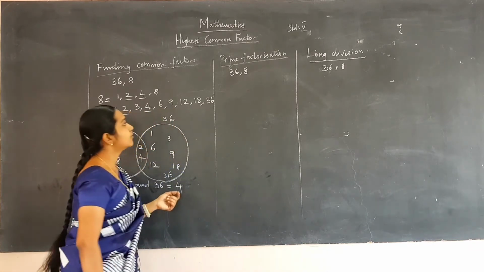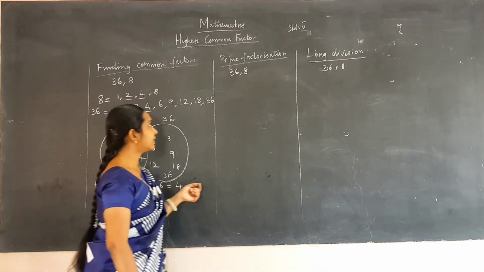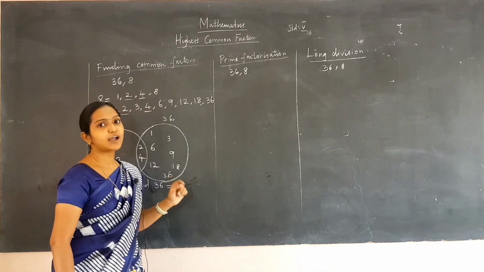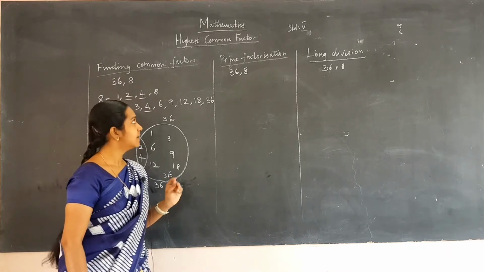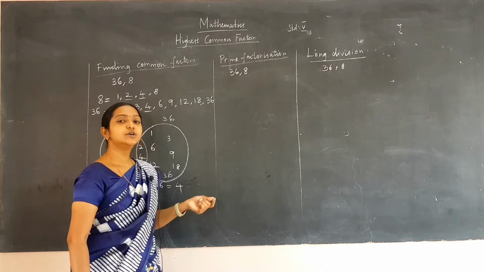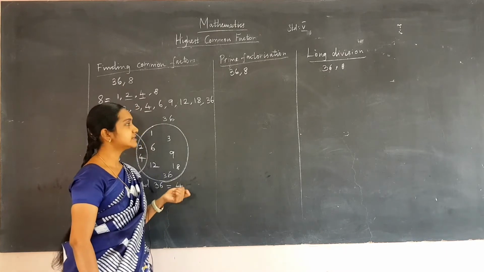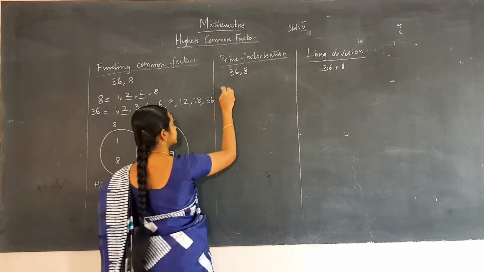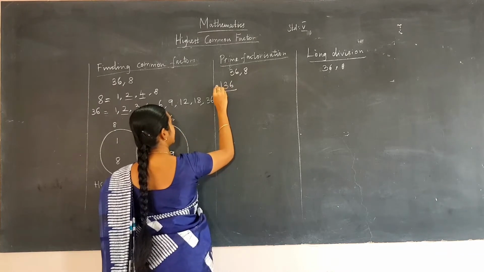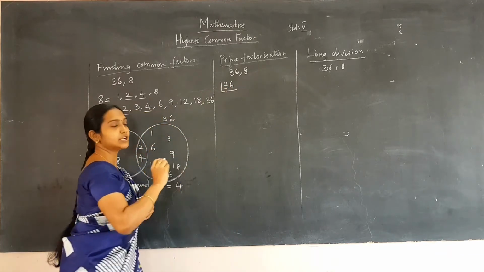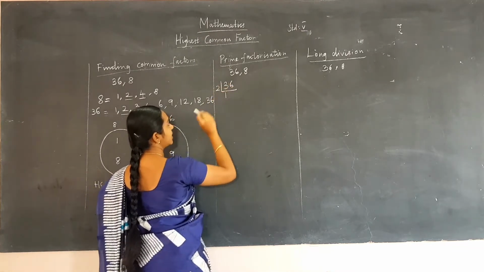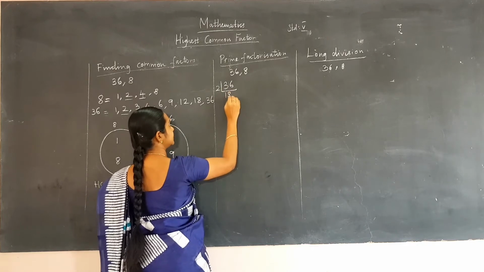Next, we are going to find HCF of 36 and 8 using prime factorization method. Prime factorization means we have to factorize the numbers using prime numbers. First, let us factorize 36. Let us factorize it with number 2. 2 into 1 is 2, remaining we have 1. 8 into 2 is 16.